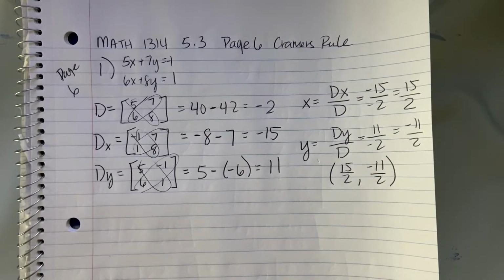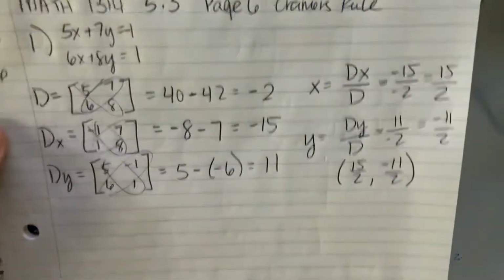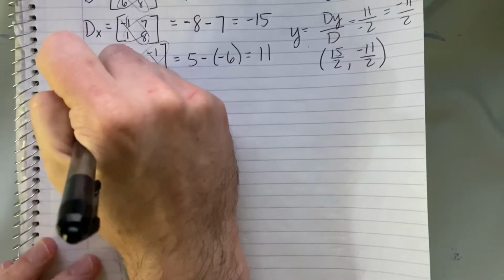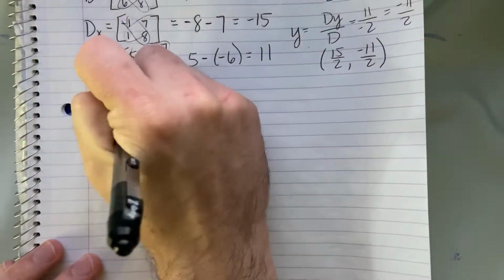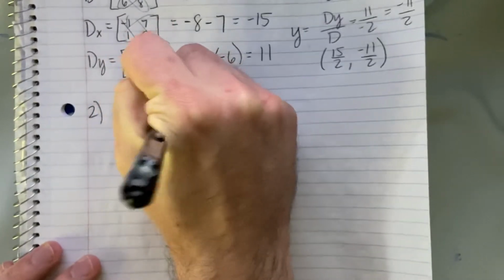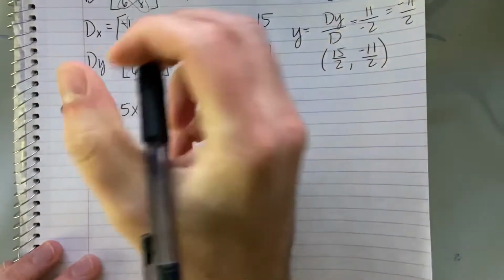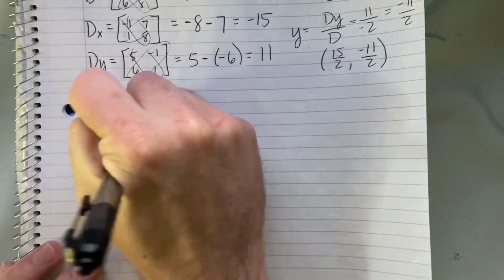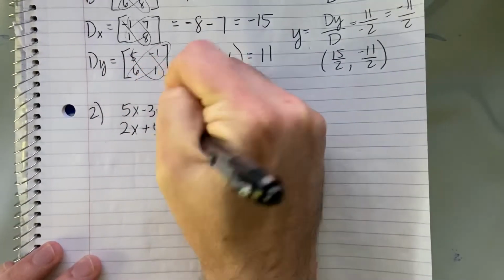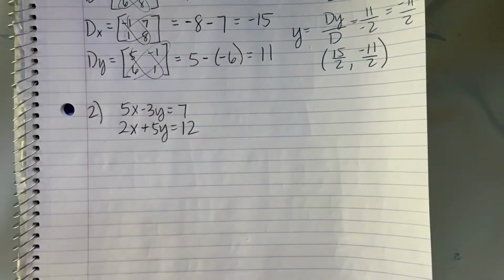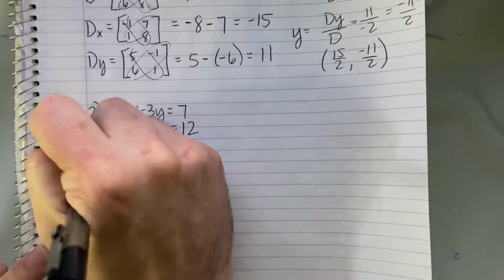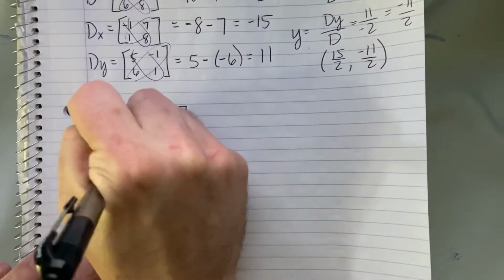Now I want to do one more of these with just a 2 by 2. I'm just going to make it up on the fly, so it's not going to be what's on your notes, but we're just going to go with it. Let's go with 5x minus 3y equals 7, and then 2x plus 5y equals 12. I don't know how this will go, but we'll see. We'll make it work. Okay, so what's my original determinant matrix?